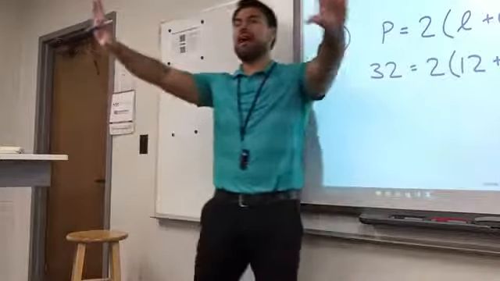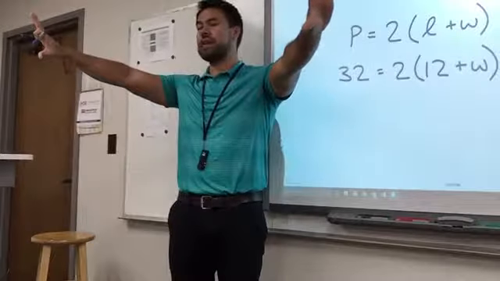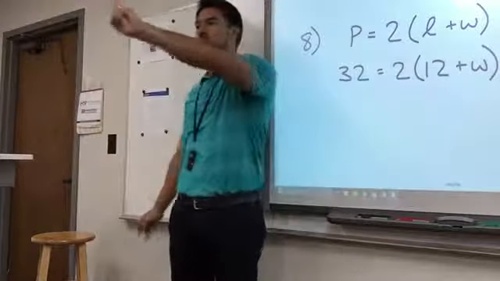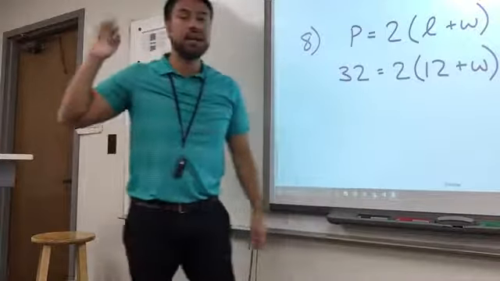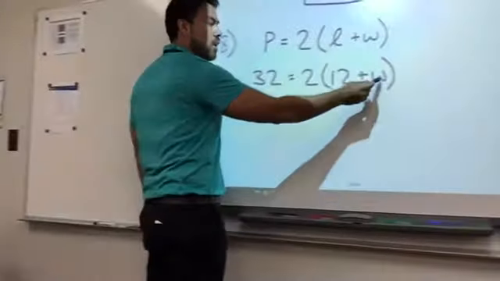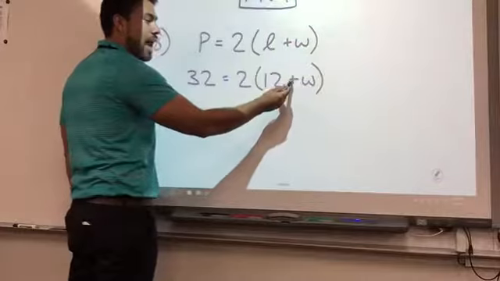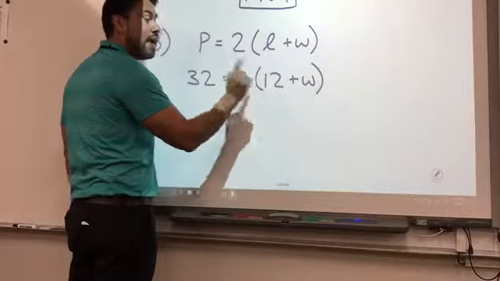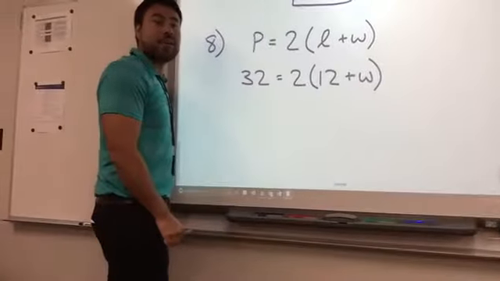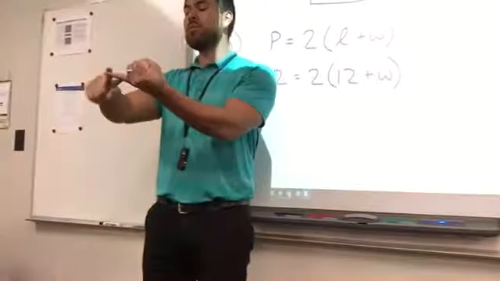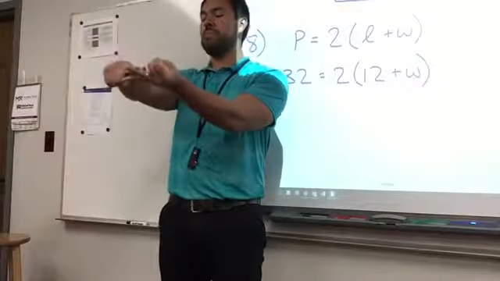Can I help you out here? I know some of you might know. Can I do this for you guys? This is a 2-step equation. We've been doing one step at a time. This is what I do. Look at W. What's happening to W? It's being added with 12 and then multiplied by 2.